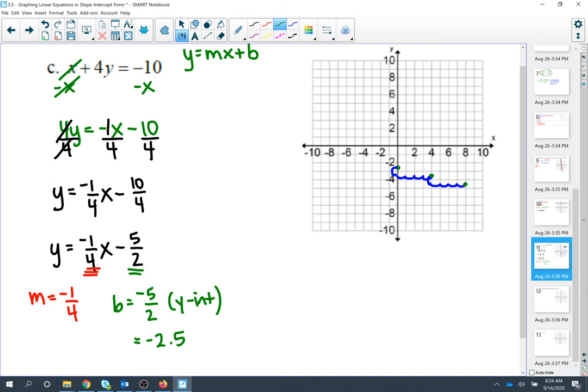Good luck with all those halves. And then we're going to grab our straight line, and we're going to do our best to connect those. I'm going to have to reposition my line. There we go. That's a little better. And then put our arrows on both ends, and we're done.